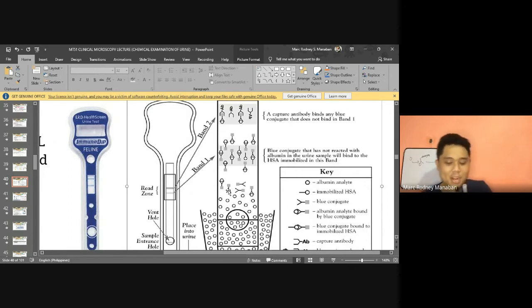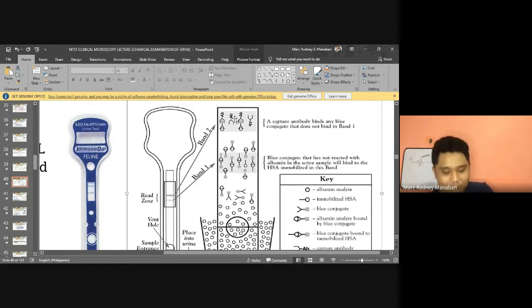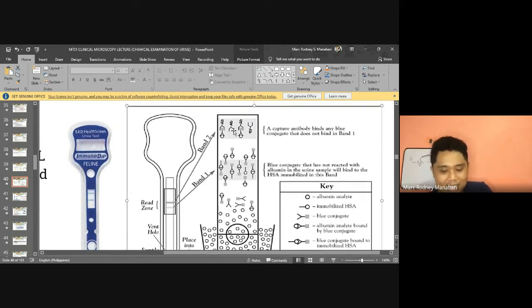Anyway, so katong mga nakabind na daan, meaning, diri pa lang daan na bind na siya sa albumin, sila ang mo-add diri sa second band, okay? And in the second band, it has the capture antibody, okay, that will capture your substrate, okay? And this conjugate or substrate, sila na produce of color, all right? Which now signifies a positive result.